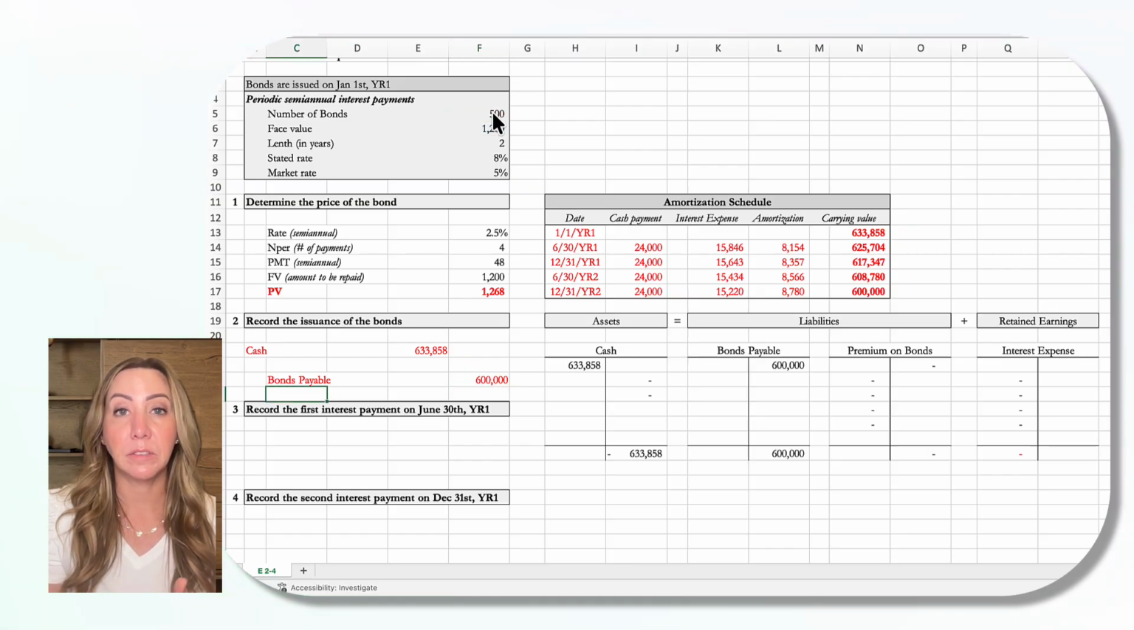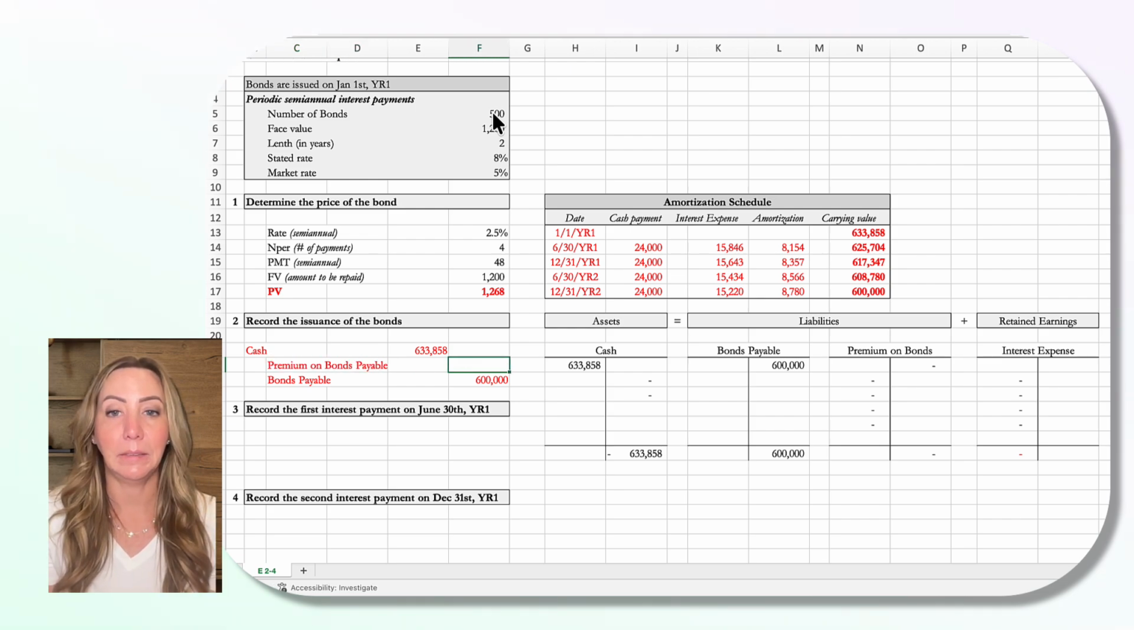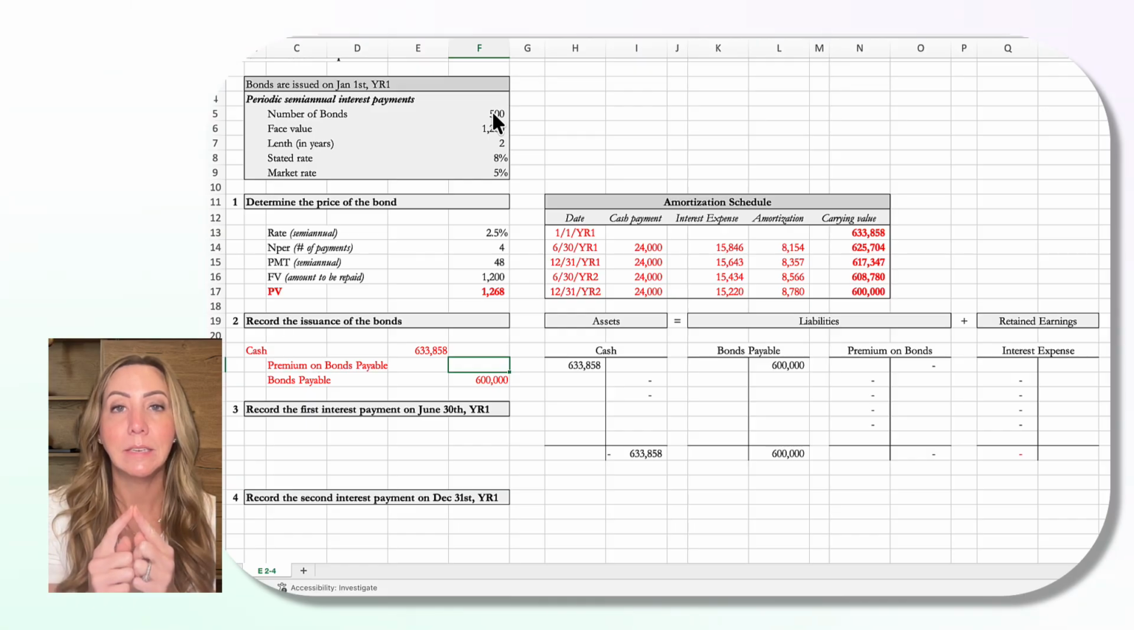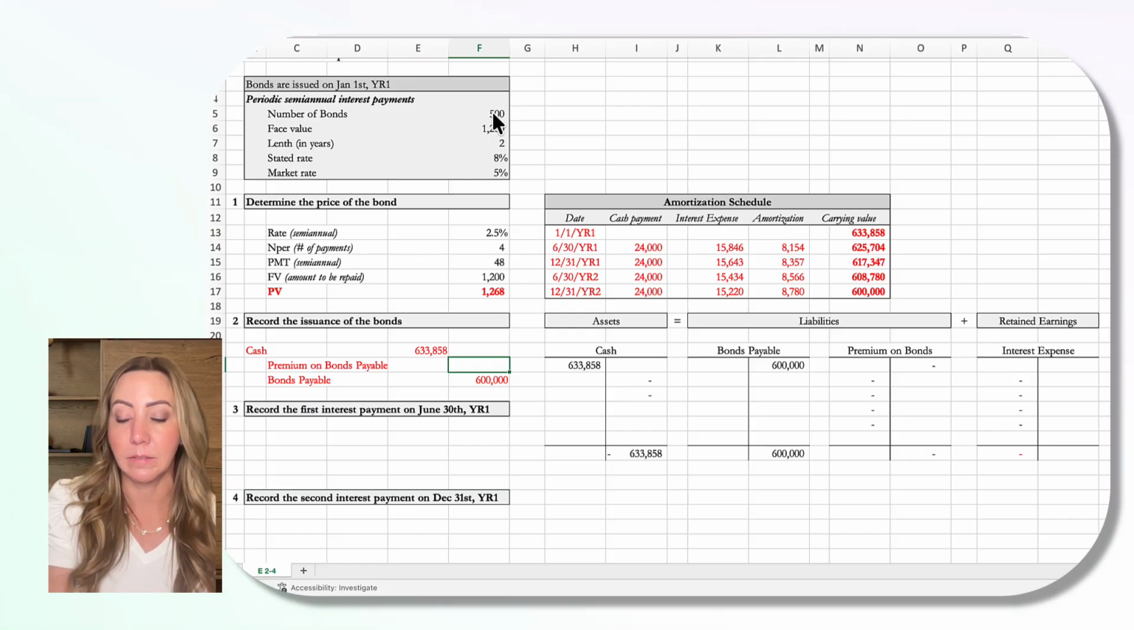Okay, now you can see that there's a difference here between the debits and the credits. We need another credit to balance this out, and that is going to be a credit to premium on bonds payable. Remember, this is a contra liability account. It's basically married to our bonds payable account. The two go hand in hand to tell us what the carrying value of our bond is. Carrying value is another way to say book value.